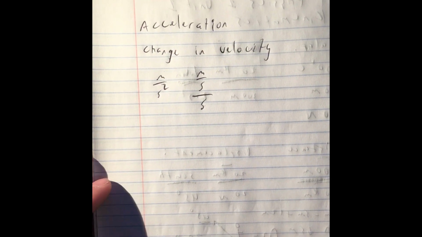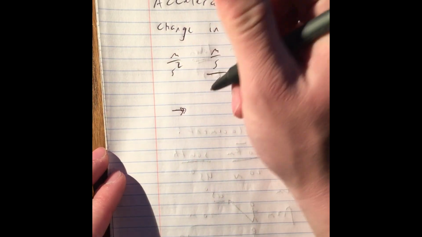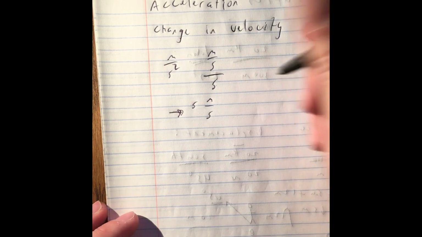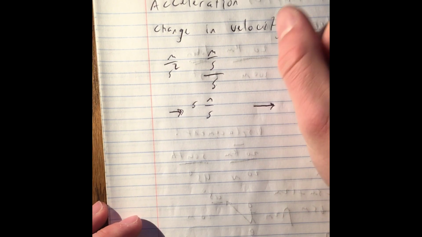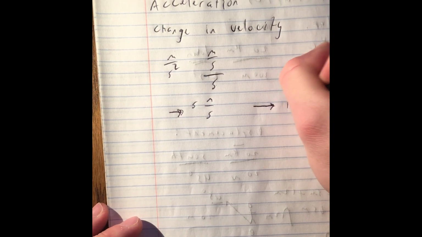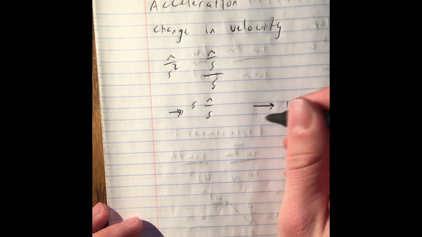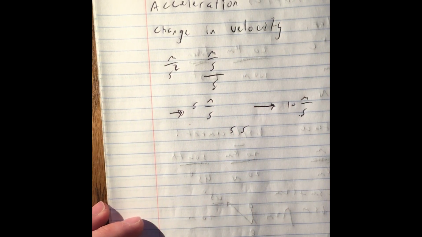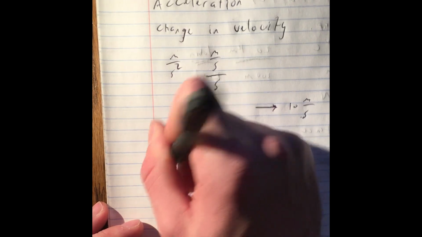So let's say we have Spike, our friendly dog, and he's moving forward at 5 meters per second. Forward direction is just positive. And then let's say he speeds up, so now he's moving forward at 10 meters per second. Let's say he changes his speed from 5 to 10 meters per second in 5 seconds. So we basically just have to divide the change in velocity by the change in time.